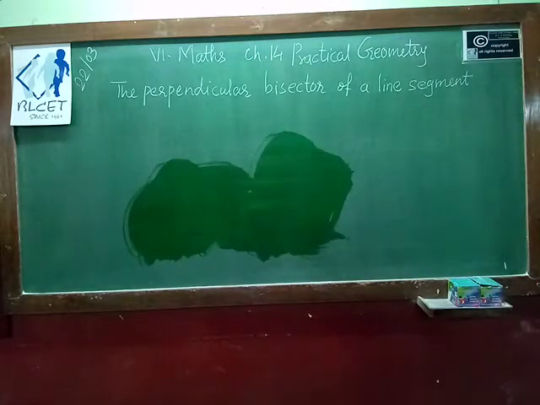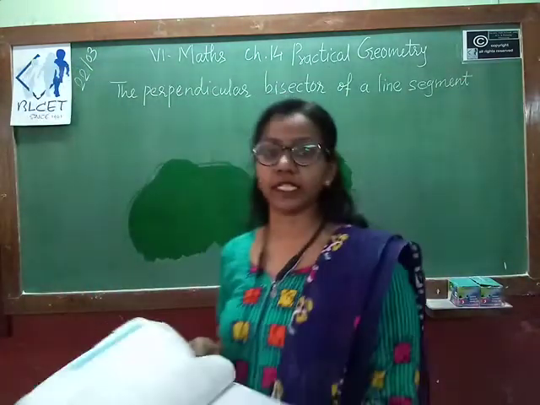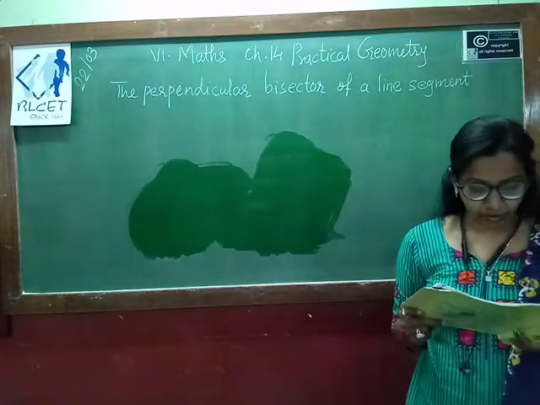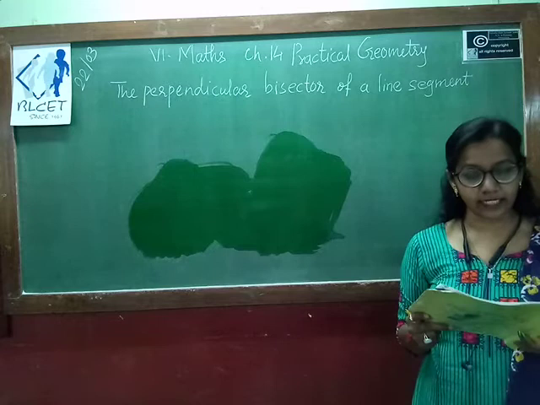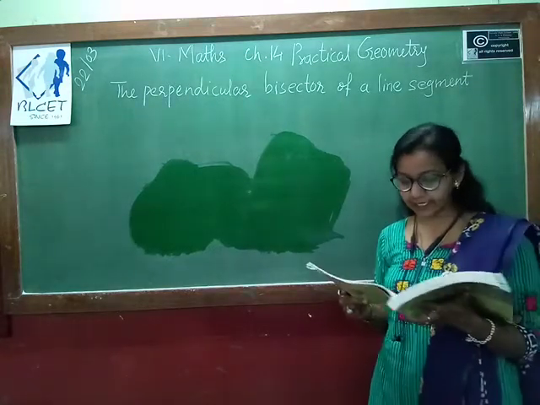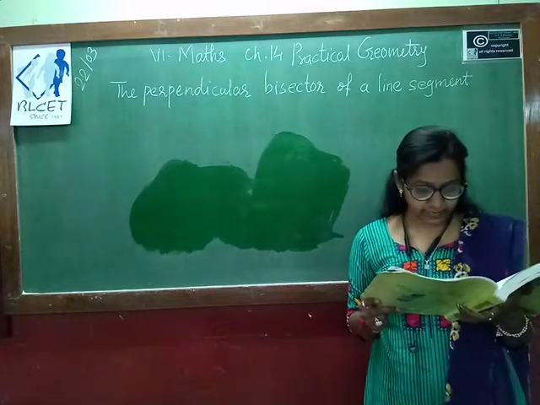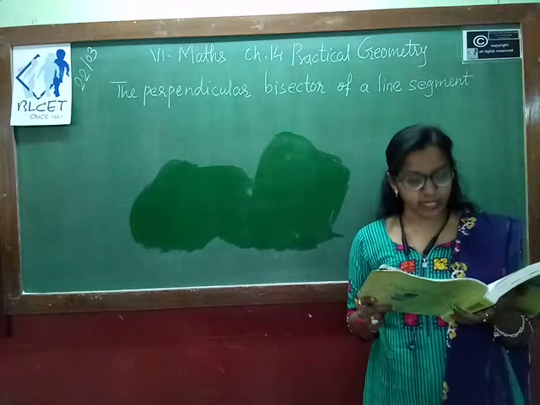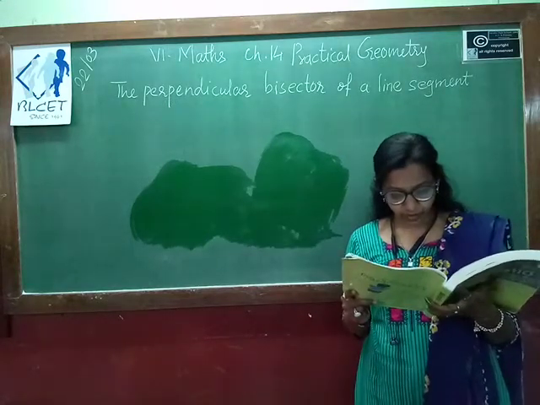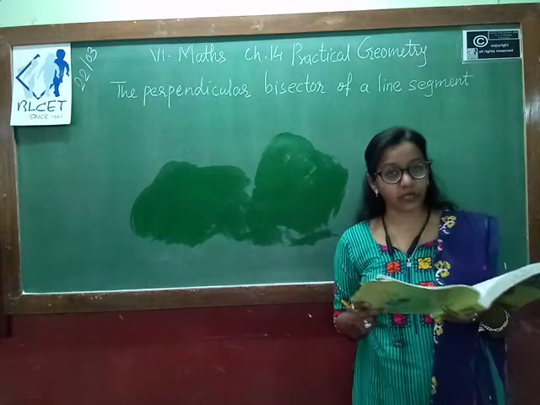For that, the steps are given in your textbook. I am just reading the steps, then we will see the construction. Draw line segment AB of any length. It is not necessary which length you take. Your next step is, with A as a center, using compasses draw a circle. The radius of your circle should be more than half the length of AB.